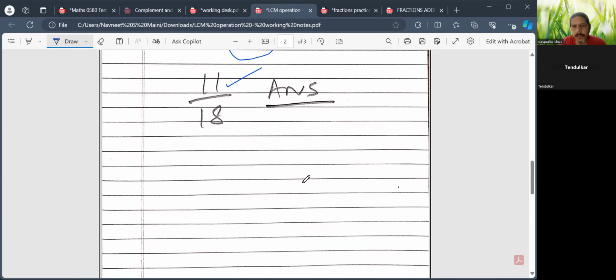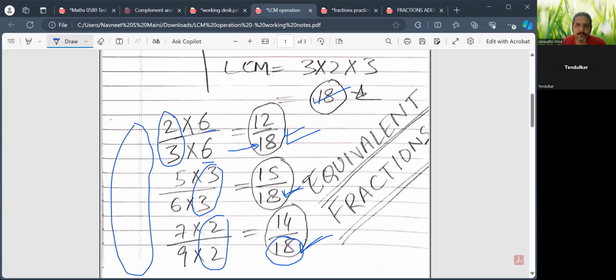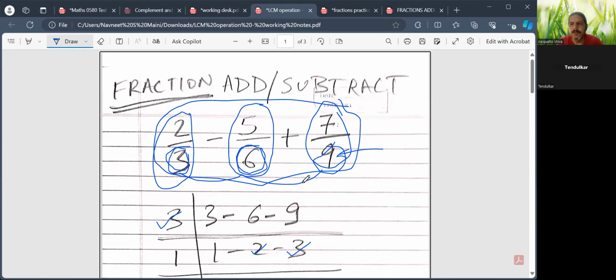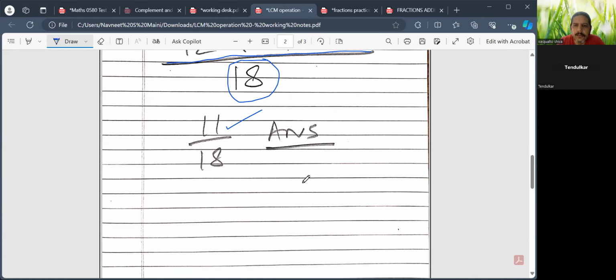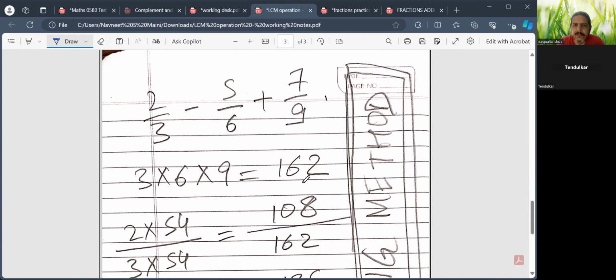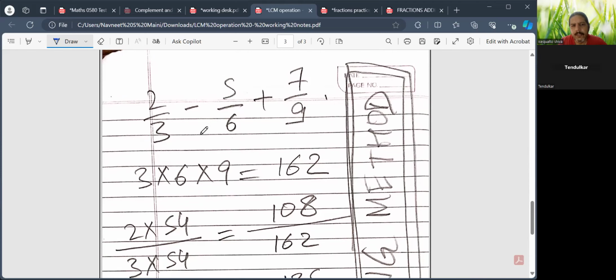Now, this is a very simple way of doing the addition and subtraction of fractions. Usually, here also, I have seen students making a lot of mistakes. What they start doing is they multiply the denominators, 3, 6, and 9. They multiply these three and come up with this big number, 162. Have you understood what the student is doing?